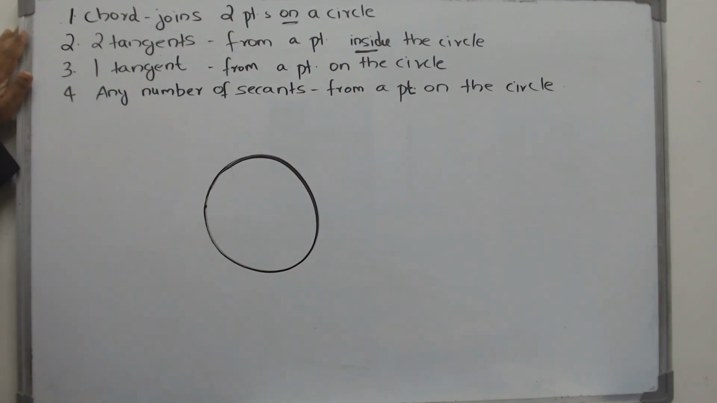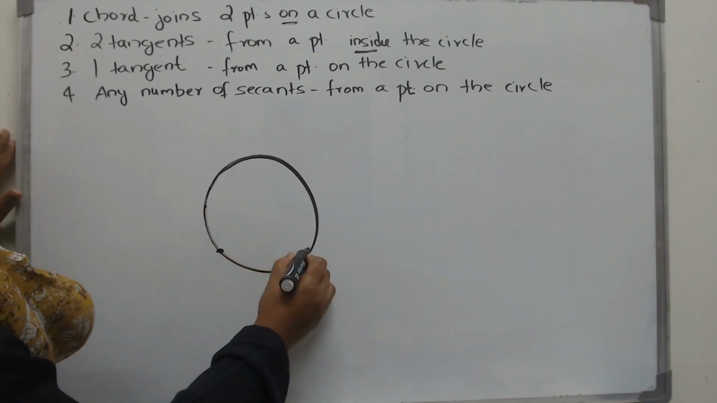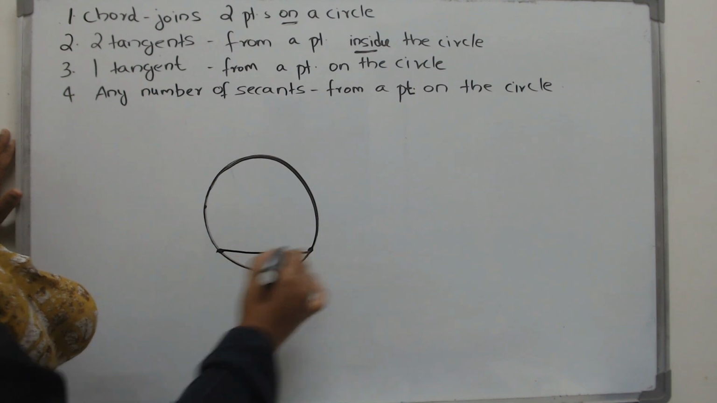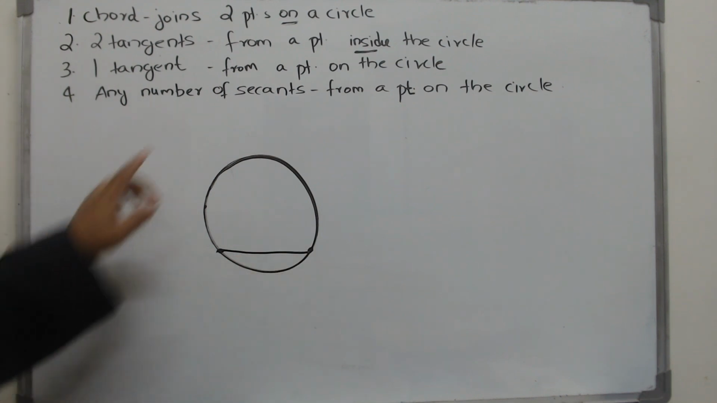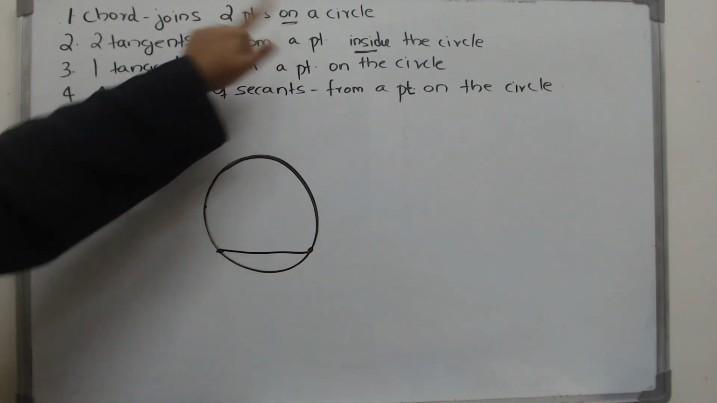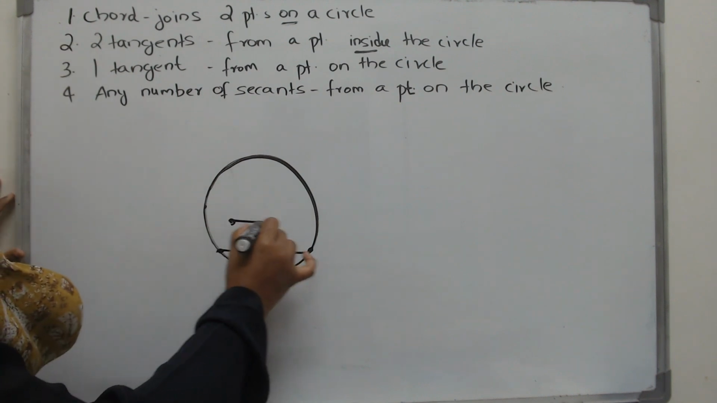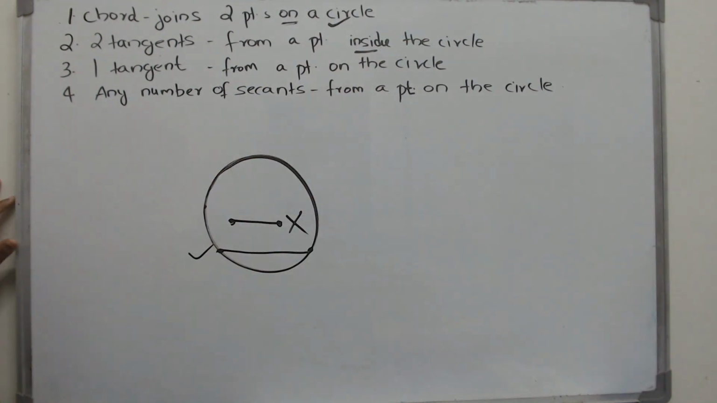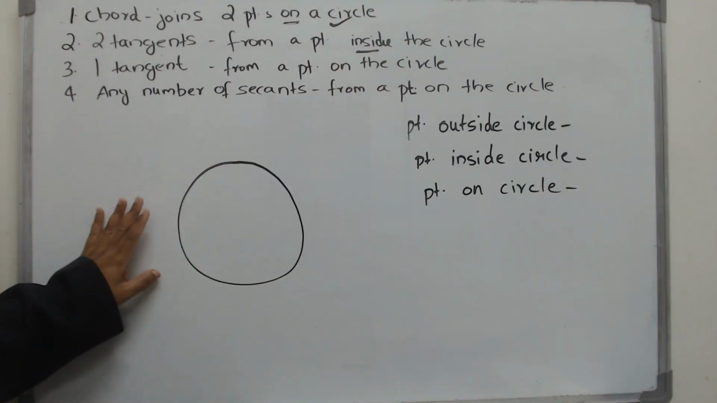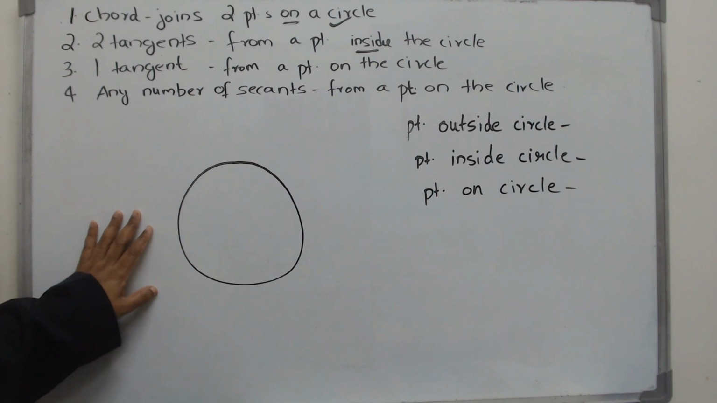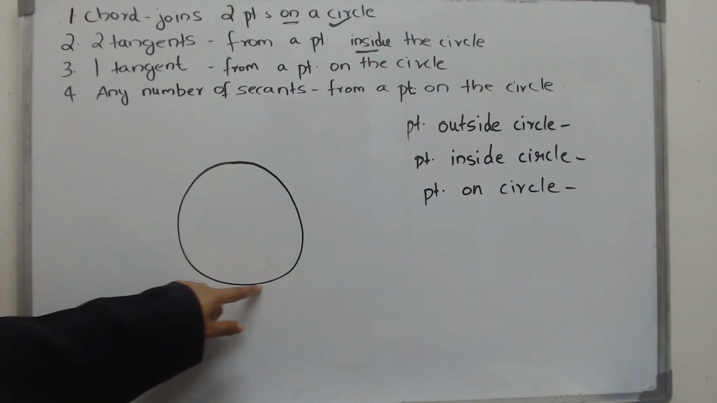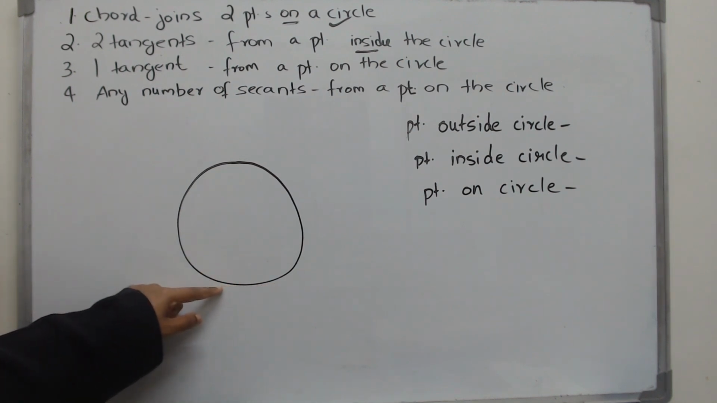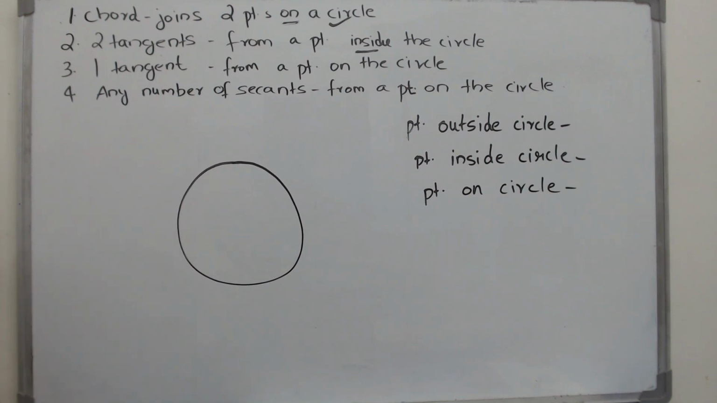Now what does the first statement say? A chord joins 2 points on the circle. Is that true? Yes, the points have to be on the circle. They cannot be inside the circle. Please note that. So your first statement is correct. Now we move on to tangents. What is a tangent? It is a line which touches the circle externally at exactly 1 point.